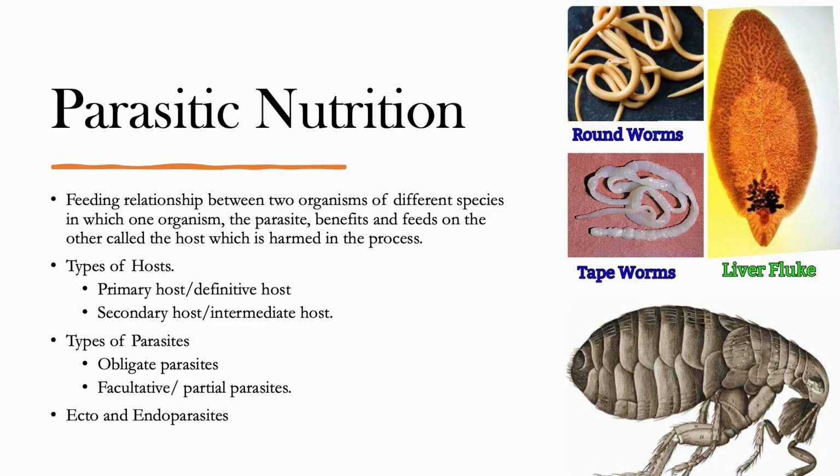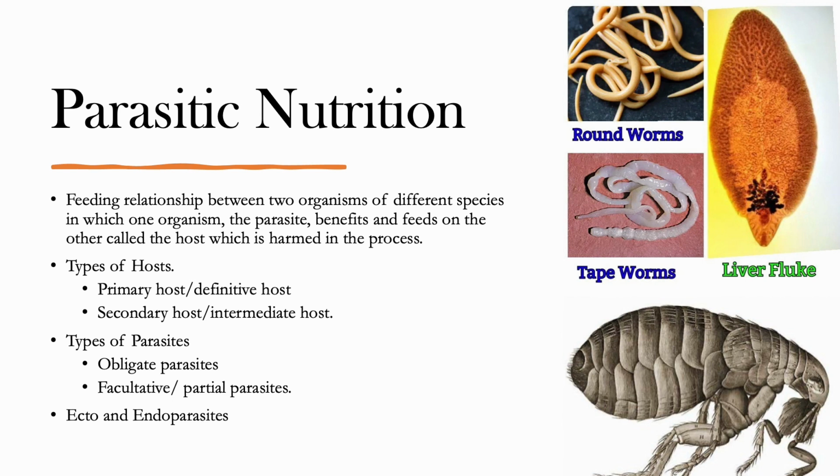The next form of nutrition is parasitic nutrition. This is a feeding relationship between two organisms of different species in which one organism, the parasite, benefits and feeds on the other, which is then called the host, and the host is harmed in the process.